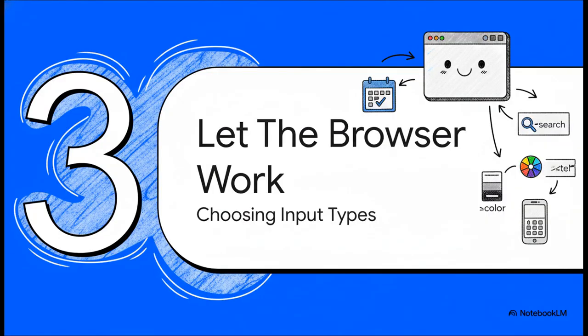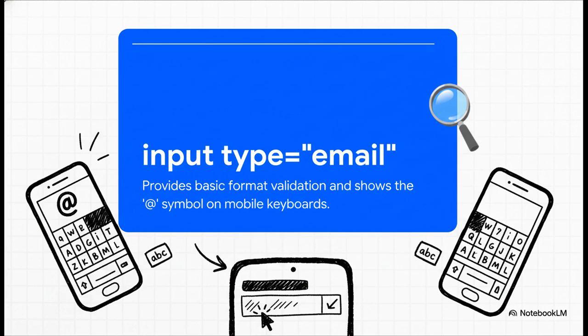Okay, so you've got your labels locked in. You're already ahead of the curve. But now, let's level up. A huge part of senior level thinking is just letting the browser do the heavy lifting for you. And you do that by choosing the right input type. For instance, when you use type equals email, you're not just being descriptive. You're telling mobile browsers to show a keyboard with the @ symbol right there. It even gives you some basic free validation. It's such a small thing, but it's a huge win for the user experience.